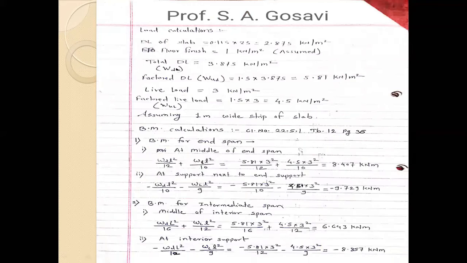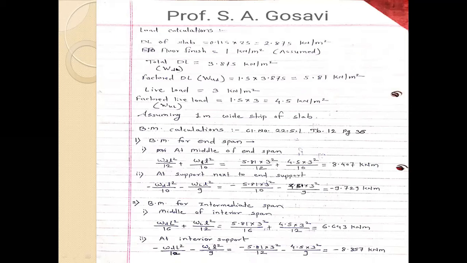So now, load calculation. We need to do the load calculation. First is the dead load of the slab. First of all, we will calculate the dead load of the slab, which is similar to that of our one-way slab. We take the depth of the slab, 0.115 into 25. So the dead load comes out to be 2.875 kilonewton per meter square.